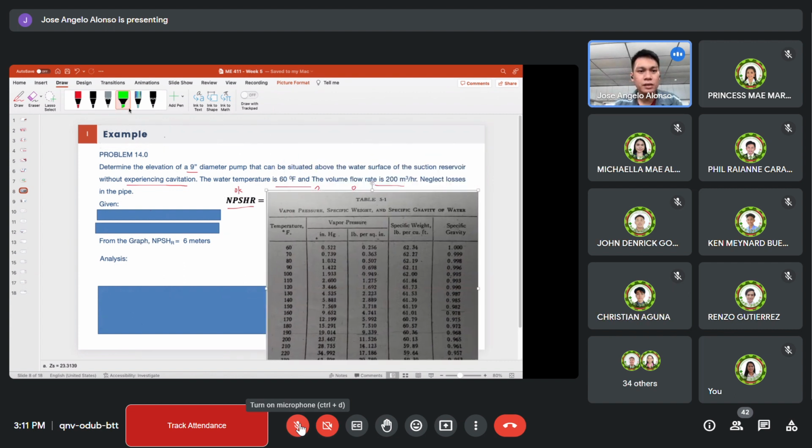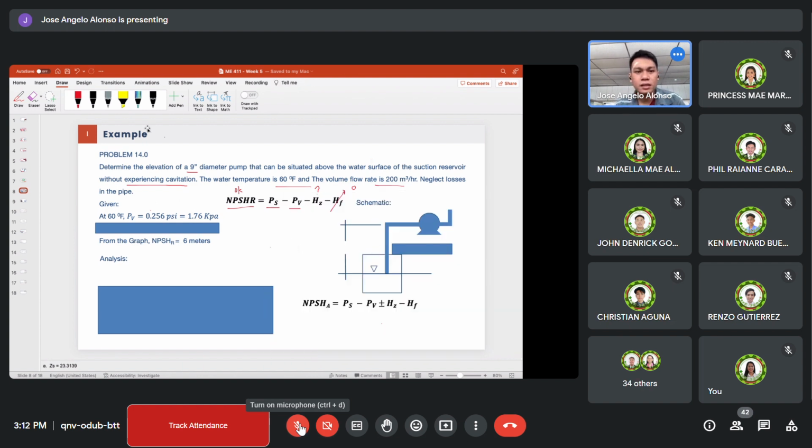If the water temperature here is 60 degree Fahrenheit, at 60 degree Fahrenheit, there's a corresponding or equivalent value of the vapor pressure, which is 0.256 PSI. So class, kapag binigay si vapor pressure, lagi siya naka-absolute value na. So, vapor pressure here is 0.256 PSI. Okay? Next, since meron na tayong vapor pressure, sunod natin kukunin is the pressure ng suction side.